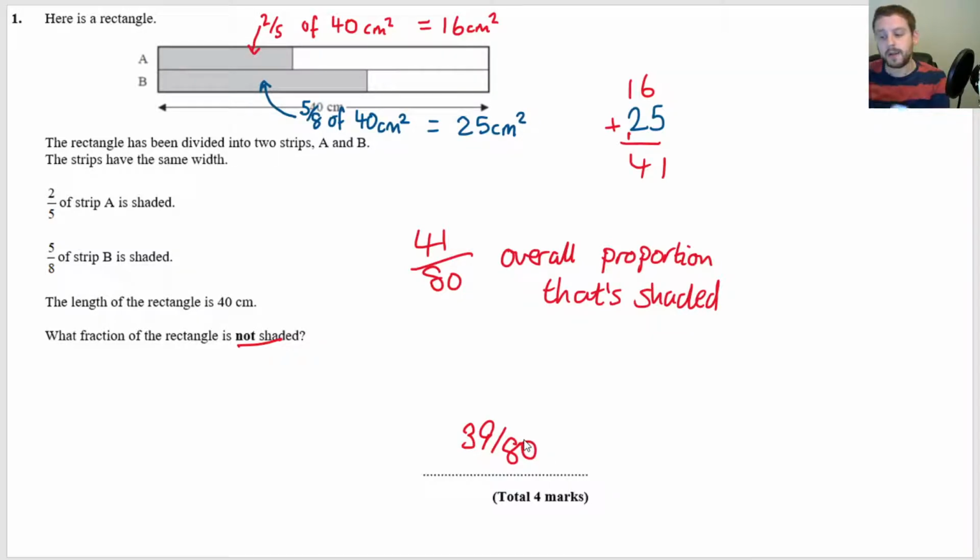Let's just check the mark scheme. So 39 over 80 is correct. They just want you to do 2/5 of 40, 5/8 of 40, and then add them up. That's the most straightforward way of answering that question. So anyway, 39 over 80.